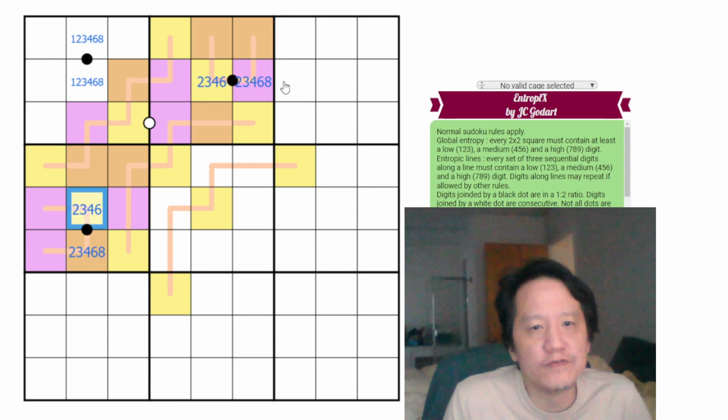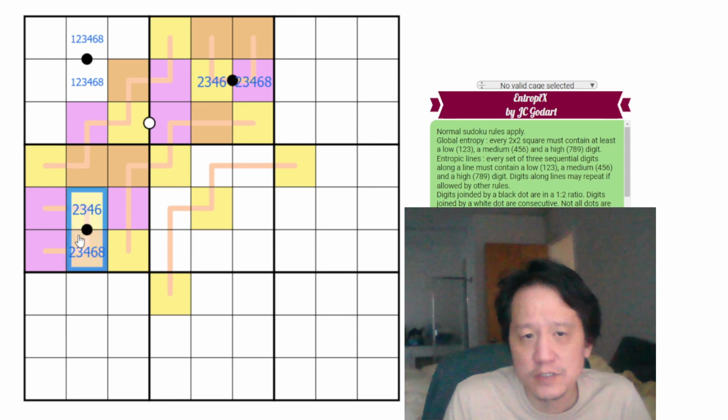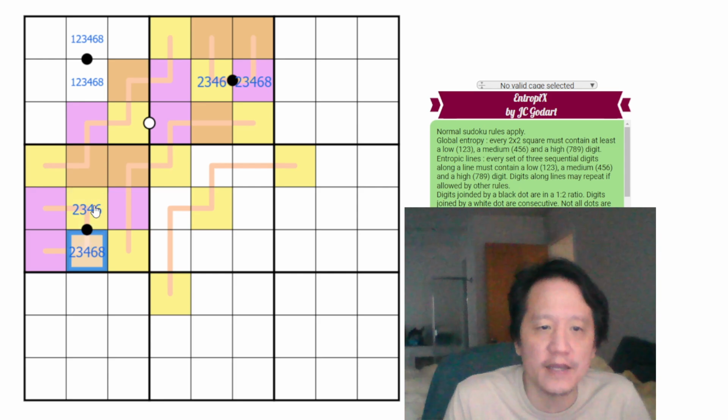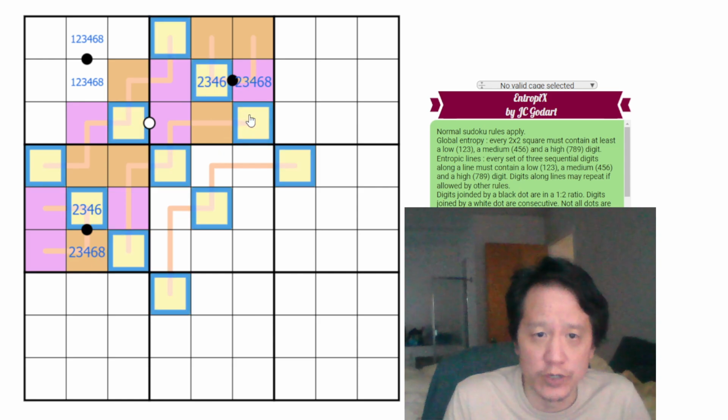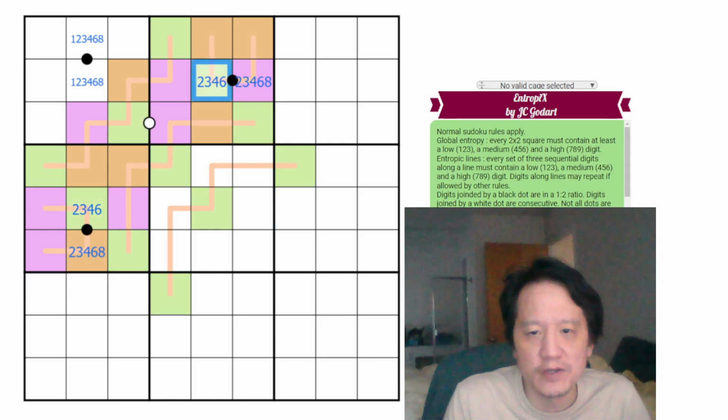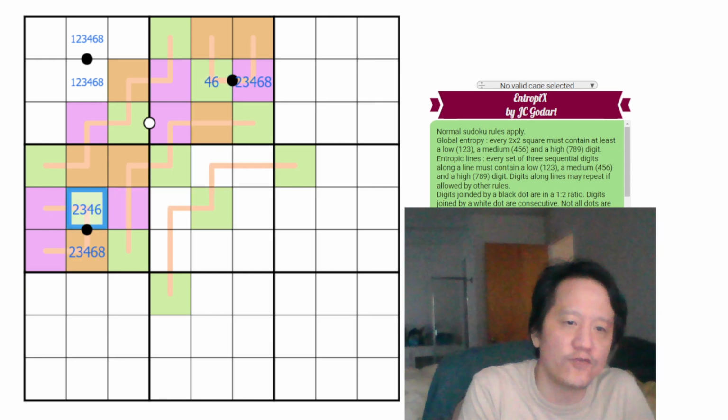That means one of these is 8, right? One of them has to be 8 because yellow's in both of these, but we have all three entropies represented, and the only one that's not is 8. So one of these is 8 and 4, which means yellow is the middle one. So we're going to color all the yellows as green, right? Because we know it's the middle one. So this is 4 or 6. This is 4 or 6. So this has to be 3 or 8.